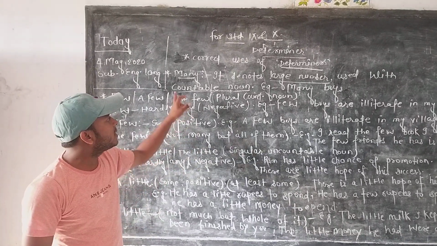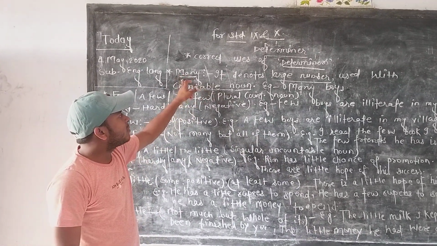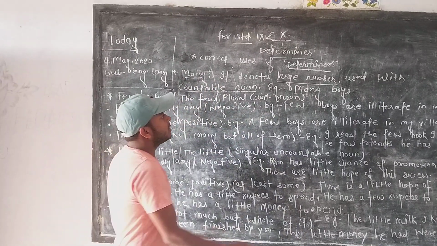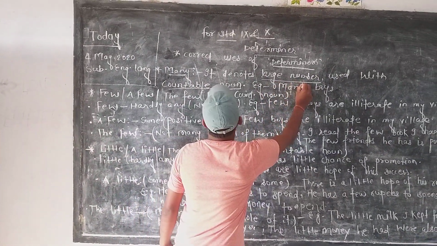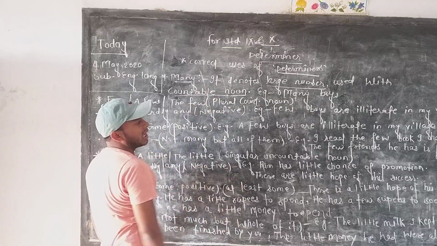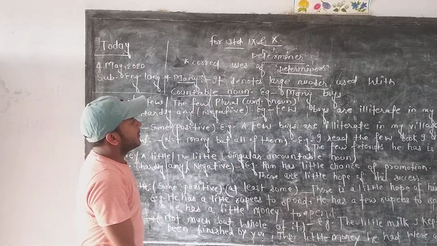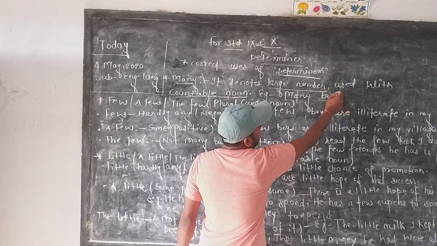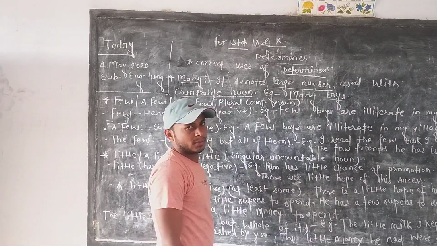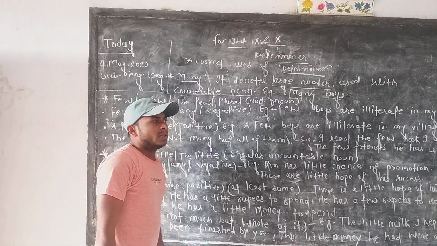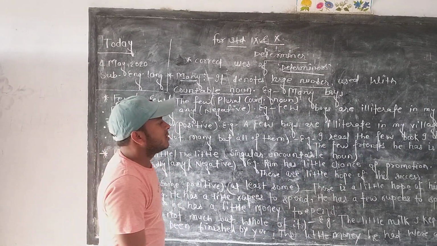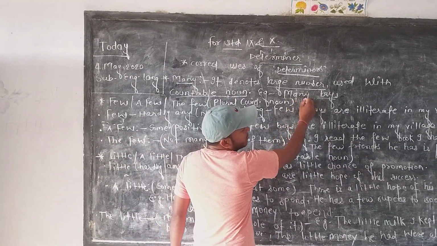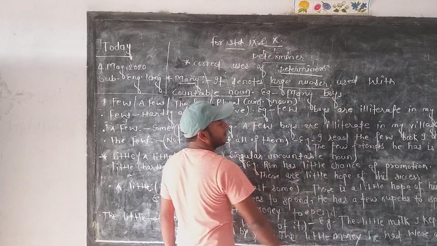And here we are reading about the determiner many. Many is used to denote a large number and is used with countable nouns. Here, many boys. You can see after many I have written a countable noun and it must be in plural number. Whenever you write a noun after many, it must be in plural number.